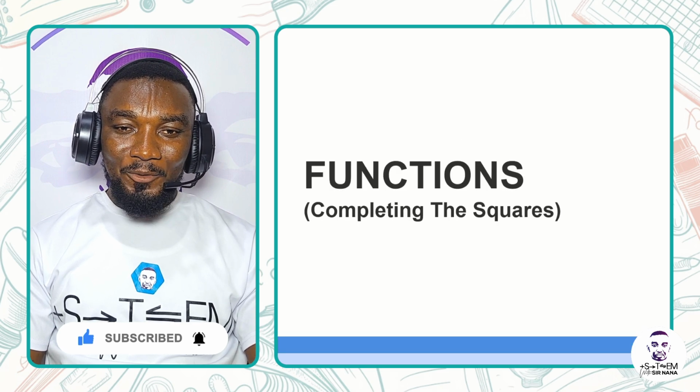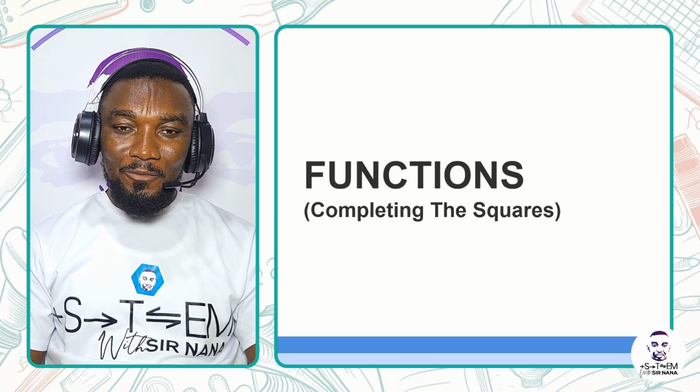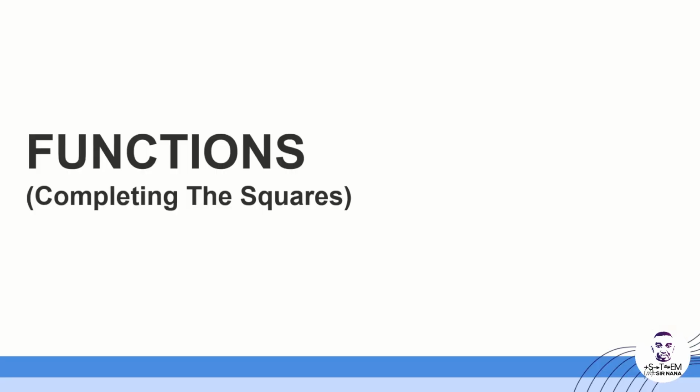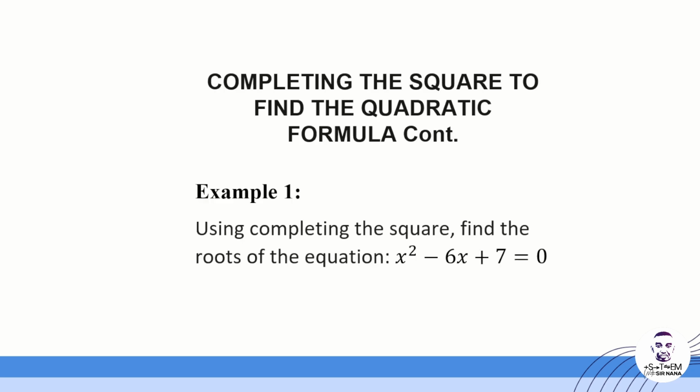In this lesson, we want to look at how we can solve a quadratic equation using the method of completing the square, and we want to consider an example. The example says: using the method of completing the square, find the roots of the equation. When we talk about the roots of the equation, we are only looking at an answer to a quadratic equation. The equation given is x squared minus 6x plus 7 is equal to 0.